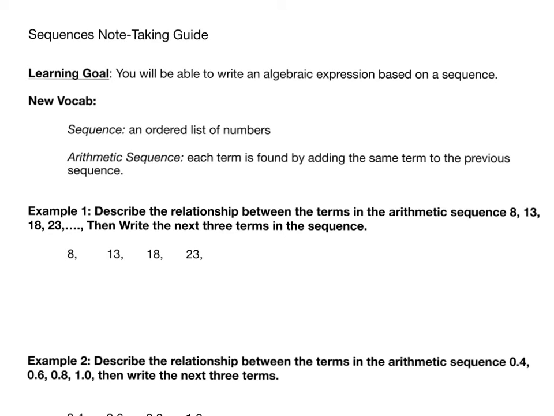Well, as we go from 8 to 13, the difference between the two is 5. So we're adding 5. 8 plus 5 is 13. 13 plus 5 is 18. 18 plus 5 is 23. That's what we mean by describe the relationship between the terms. Now the next question is, what are the next 3 terms?